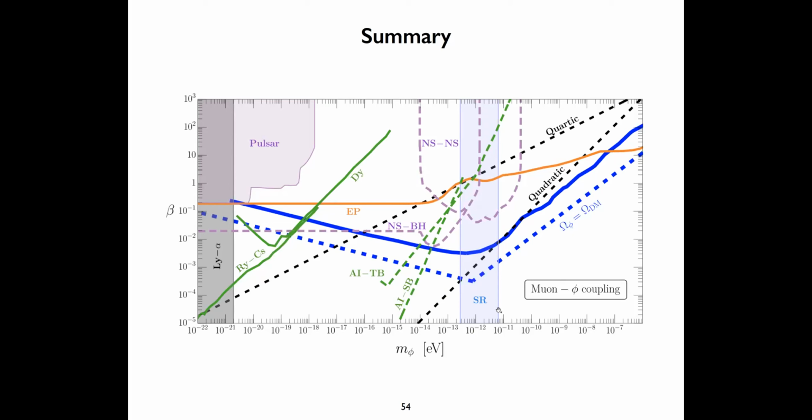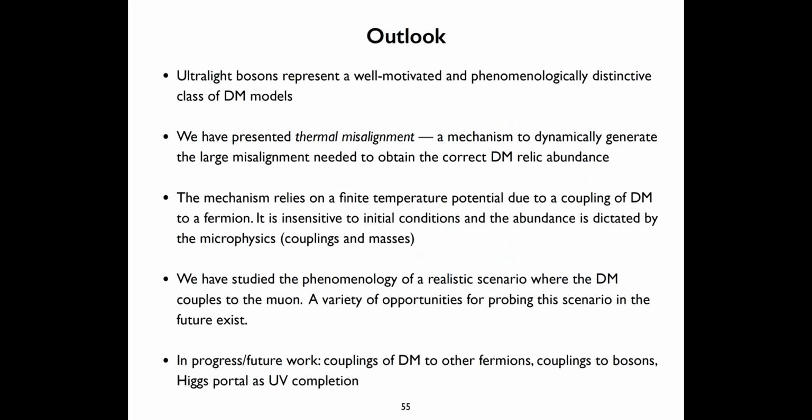But in general, it's a pretty rich and interesting scenario, and there's a tight correlation and a firm target for experiments to try to go after. So these blue lines are where you can get the right relic density. All right, so I'll basically stop there and conclude.